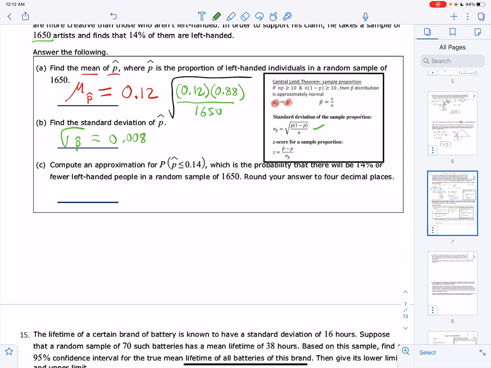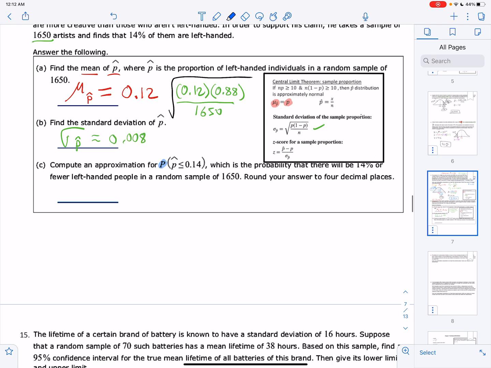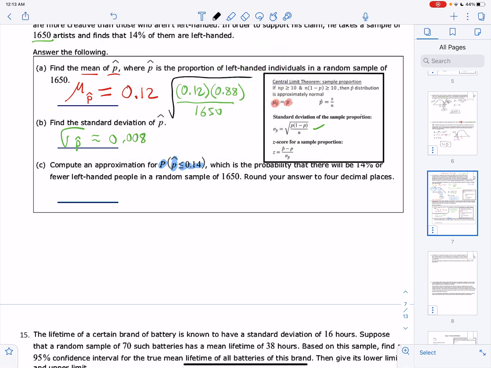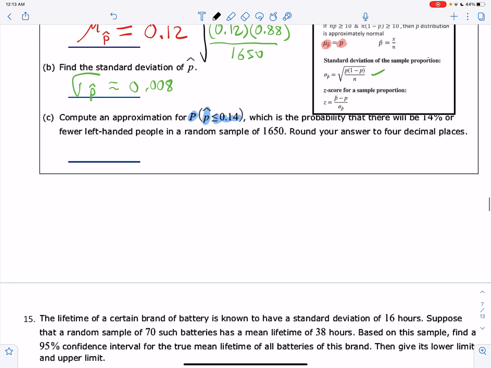Okay, so let's use that information to see if we can answer this question now. It says compute an approximation for, and the way this is read, use another color. So I'm looking for the probability of the p hats that are less than or equal to 0.14. So what we have here is a distribution of our sample distribution, and this is of p hats, which are sample proportions. So what I'm thinking here is I'm seeing something like this. Where do I have space to do this? I think right here.